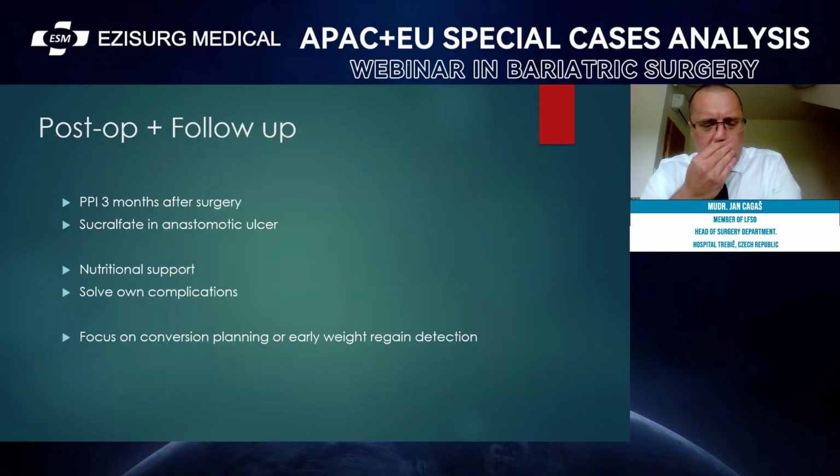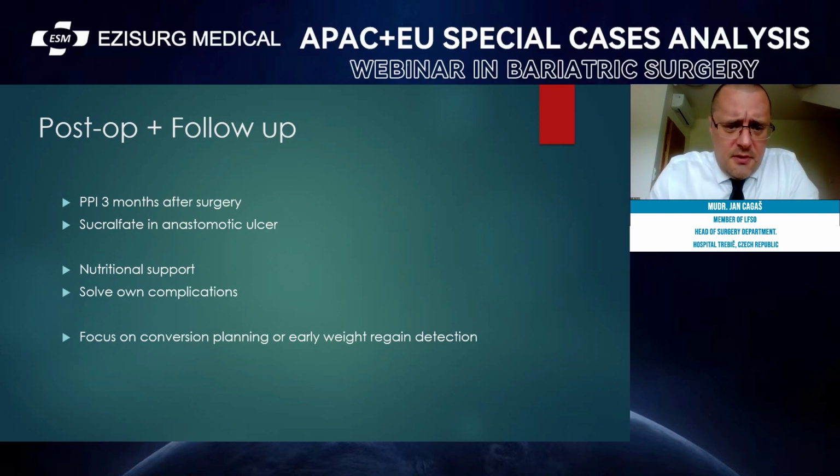So we always give the patients PPIs for at least 3 months after the surgery. In case there is some sign of ulcer, we add sucralfate. We give those patients nutritional support, and all the patients are informed that in case they have any problem, they should come to us, because there are not that many departments in our country that do the complex kind of bariatric surgery. So all of them are informed to come back if they feel any problem.